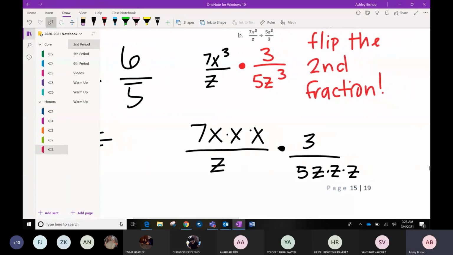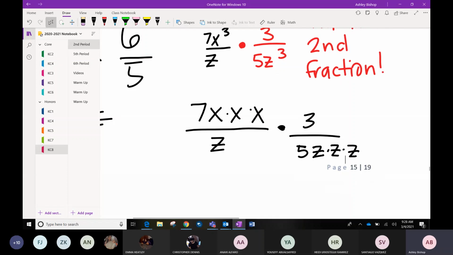Listen carefully, there is actually going to be nothing here that is going to cancel because you only cancel top to bottom. So what I cannot do, don't do this, I cannot cancel this z and this z because they are both on the bottom. You do not cancel bottom to bottom. If there was a z on top, which there's not, I could cancel, but there's nothing that cancels here. So I just rewrite what I have nicely.